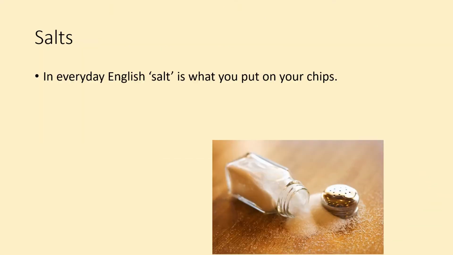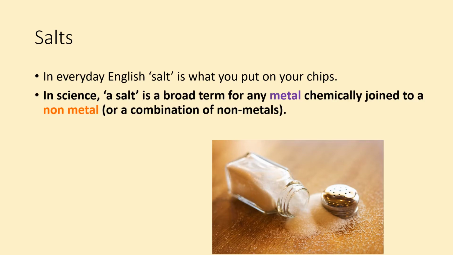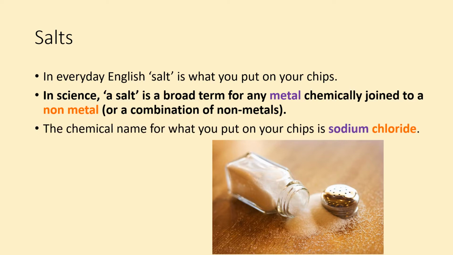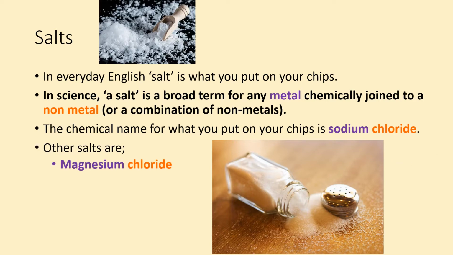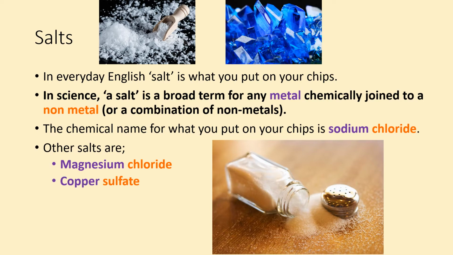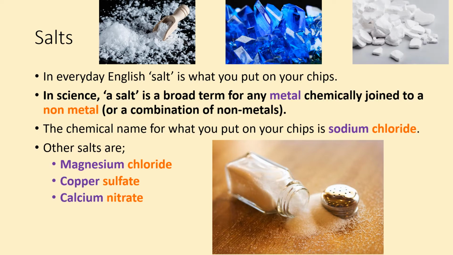So, salt. In everyday English, salt is what you put on your chips, right? However, in science, a salt is a broad term for any metal chemically joined to a non-metal or a combination of non-metals. So the chemical name for what you put on your chips is sodium chloride. Sodium chloride is a type of salt, but there are lots and lots of other salts. Other salts are magnesium chloride, copper sulfate, and calcium nitrate.